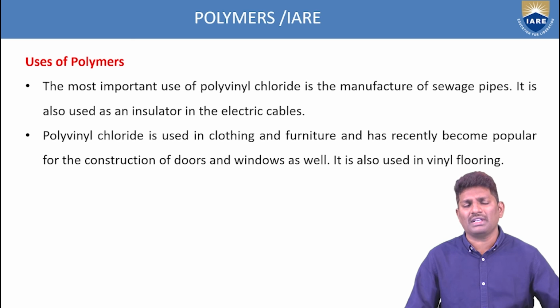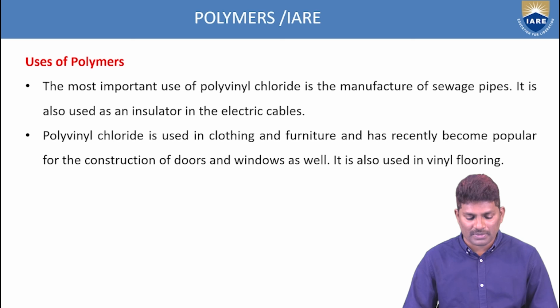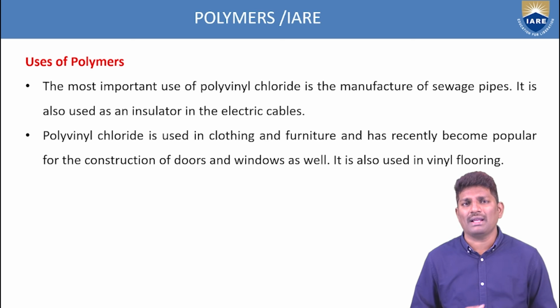So like that you have different wide applications based upon these polymers which are available, whether natural, synthetic or semi-synthetic. And here polyvinyl chloride is used in most of the sewage pipes, and also sometimes as an insulator for the electrical cables. This polyvinyl chloride is also used in clothing and furniture, and has recently become popular for the construction of doors and windows as well. And it is used in vinyl flooring also.